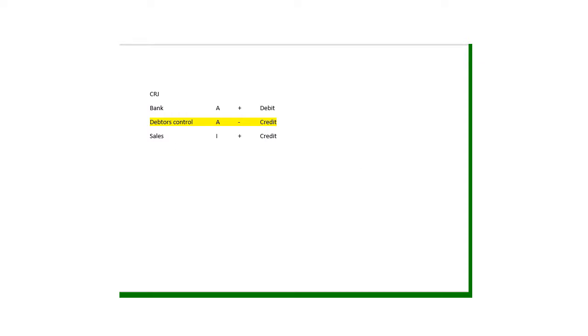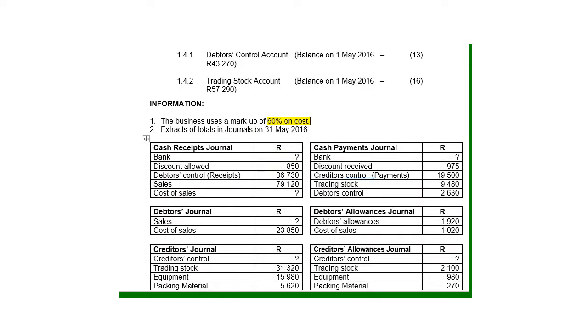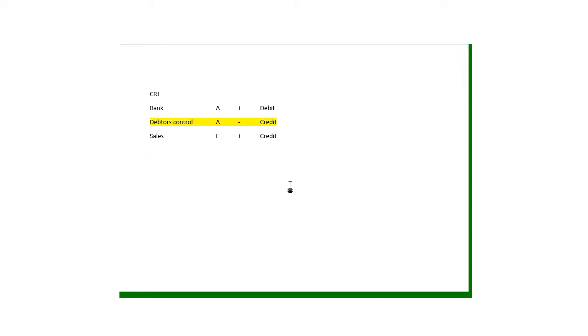But let's just look at the rest of the journal before we post it. Let's go back to the information. The next one is discount allowed, which I haven't put in yet. So it's still on the CRJ, but it's a separate journal. So it's discount allowed. Who am I giving discount to? The guy that owes me money, which we call a debtor. So the opposite account will be debtors control. What is discount? It's costing me because he now has to pay less. So it is an expense. I've got more expenses. Expenses increase on the debit side.